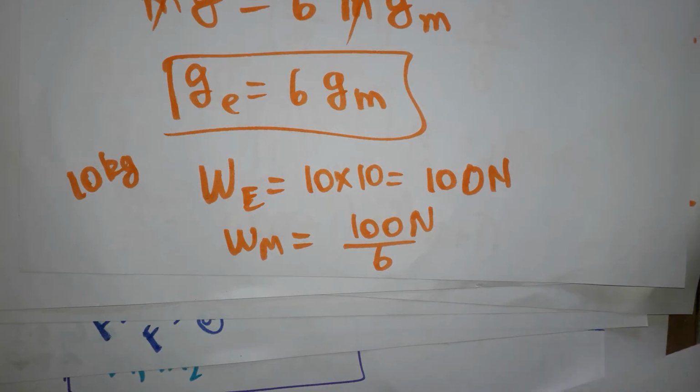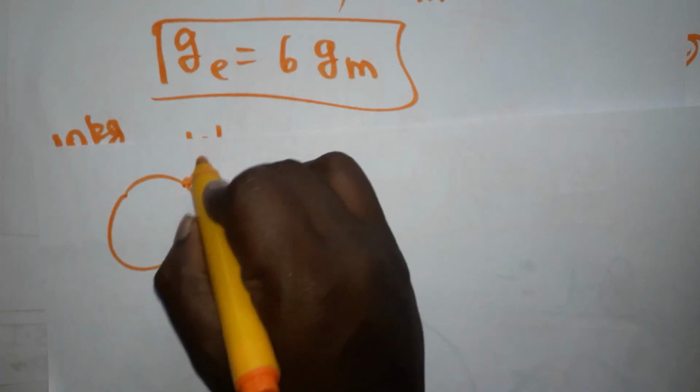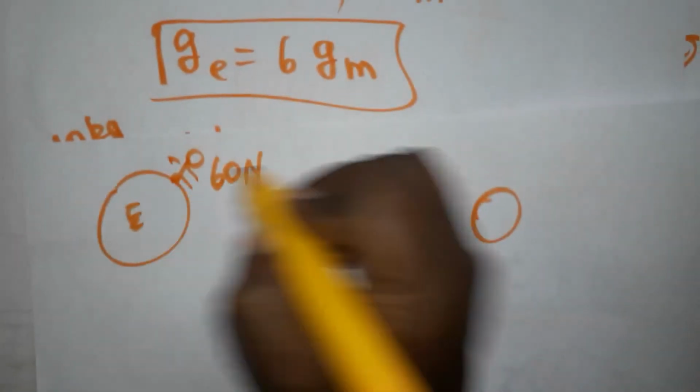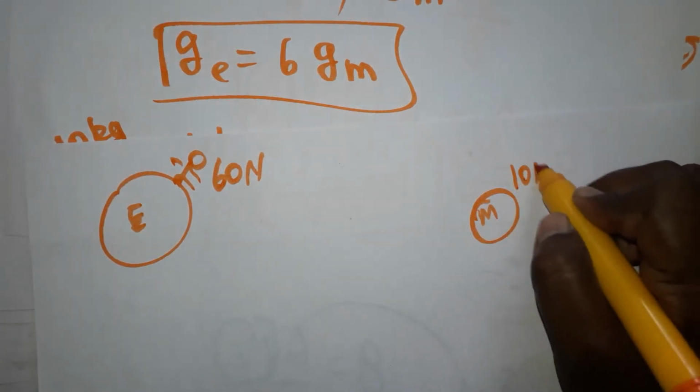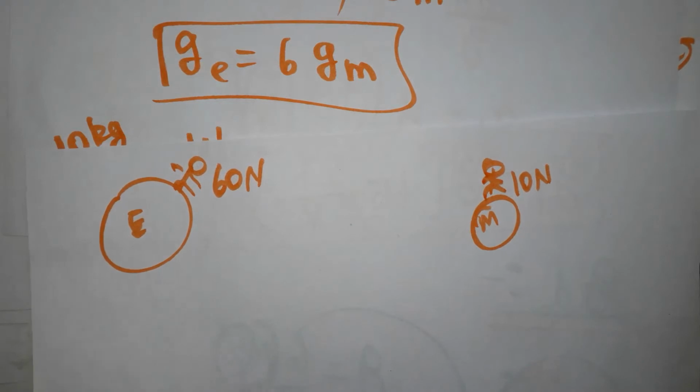Okay, in case your weight on the earth surface is 60 Newton, then on the moon surface it is 10 Newton only, because it decreases 6 times. Your mass will be constant.